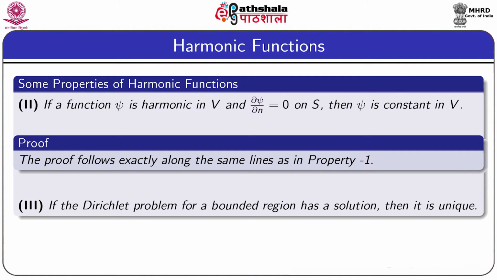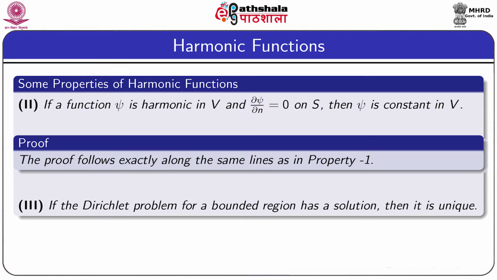Similarly, we can prove another property. This is property number 2. If a function psi is harmonic in V and del psi del n equals 0 on S, then psi is a constant in the domain V. This property can be proved in a similar way as we have done to prove property number 1.